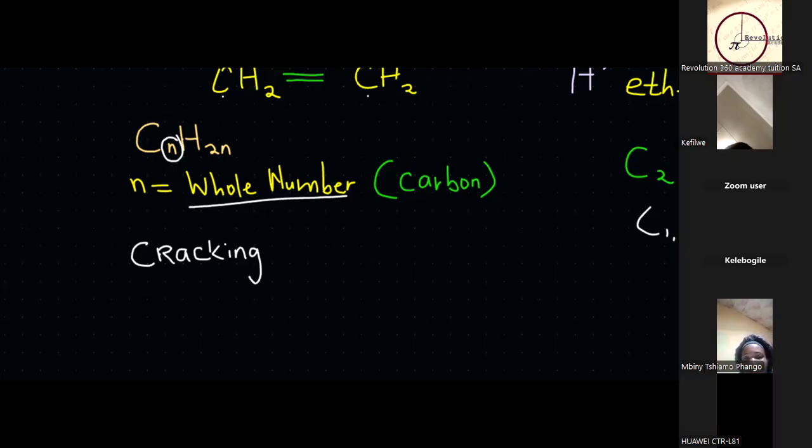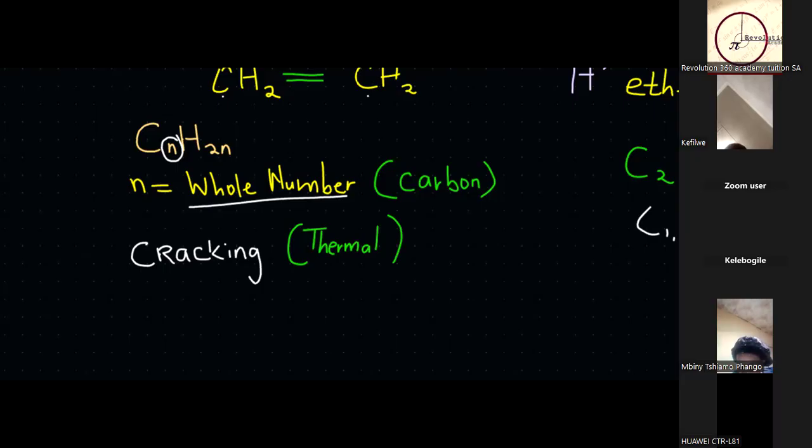The other term for cracking is thermal cracking. When you speak about thermal cracking, we're speaking about breaking an organic compound, of which you will see at a later stage that some types of organic reactions happen through a catalyst. It can be Pt, which is platinum. It can be Pd, which is palladium. It can be Ni, which is nickel.